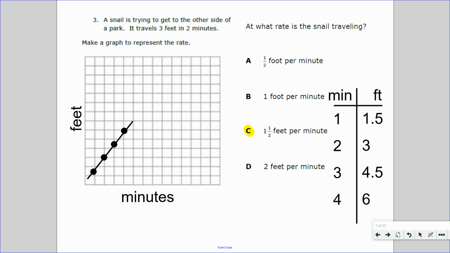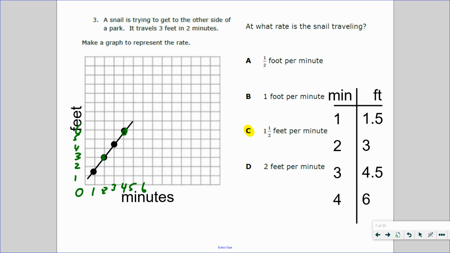Number 3, a snail is trying to get to the other side of a park. It travels 3 feet in 2 minutes. Make a graph to represent the rate. So here's the minutes, 0, 1, 2, 3, 4, 5, 6. So in 2 minutes, it is at 3. In 4 minutes, it is at 6.